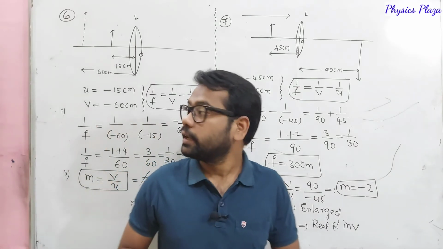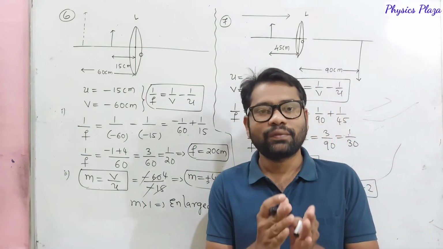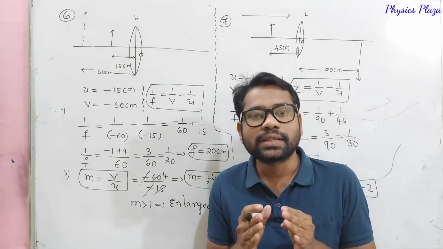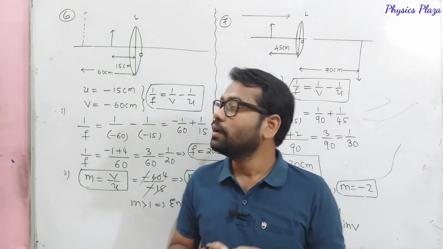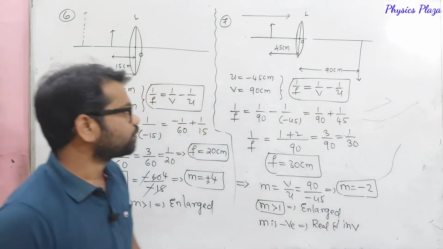Children, the specialty of these two numericals is that they did not mention whether it is a convex lens or a concave lens. Only data is given. Based on the data only, we came to know that the given one is a convex lens. Okay.